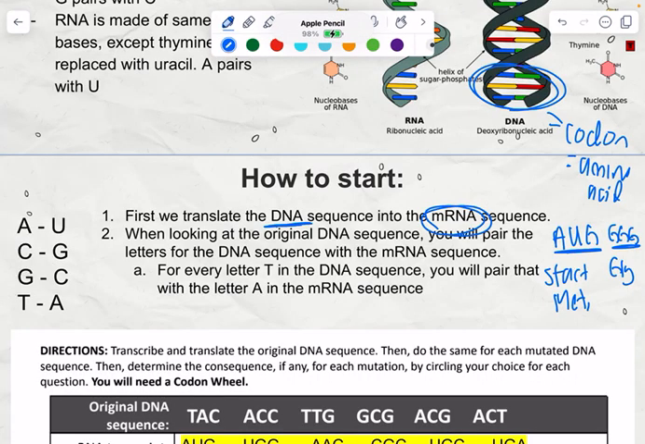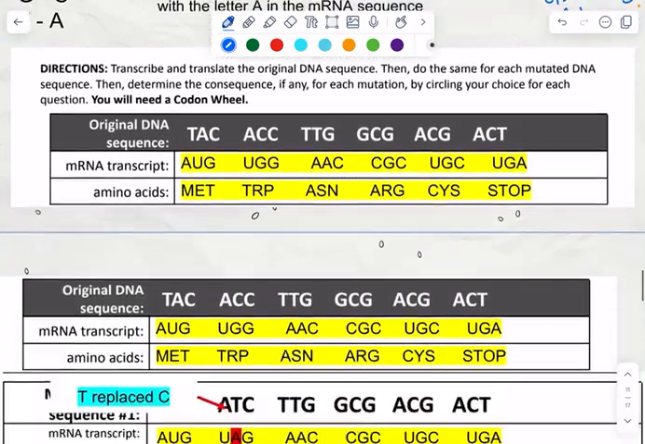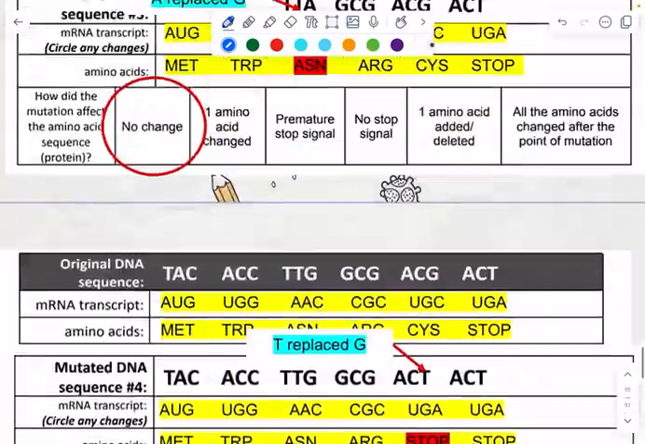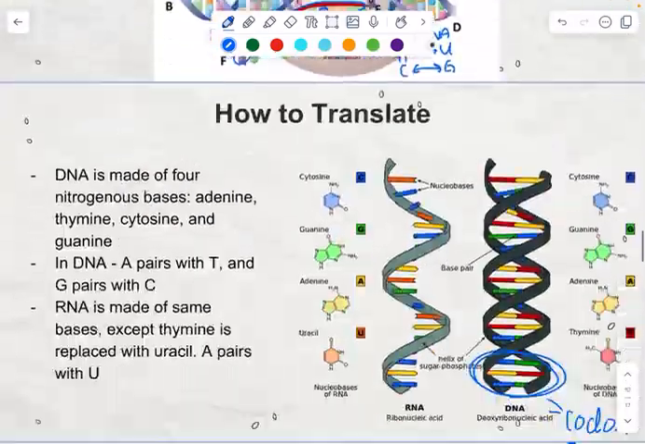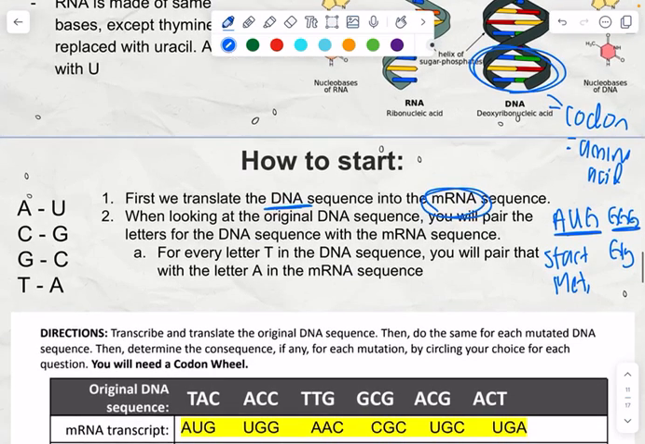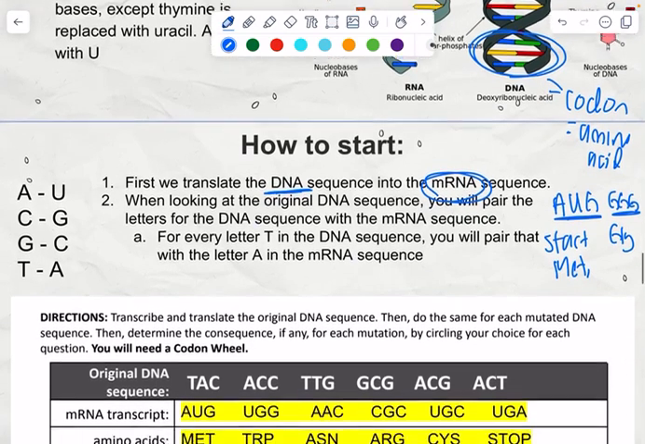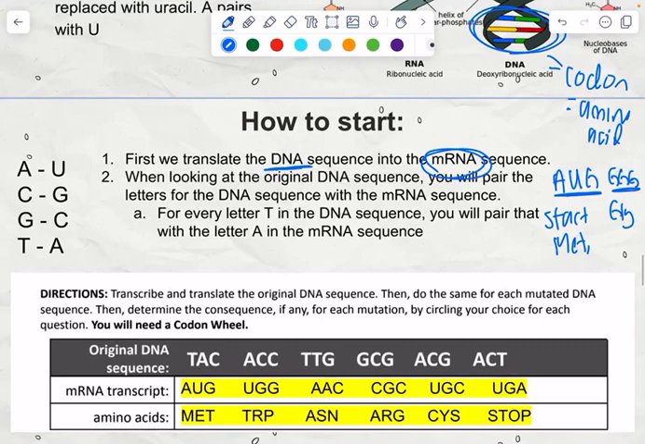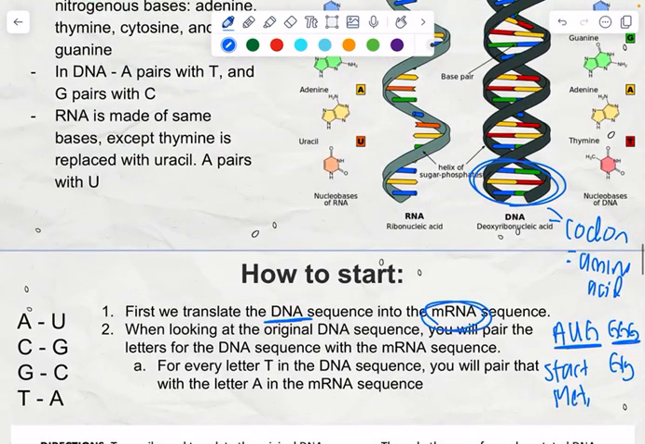So that worksheet on your desk, those are the answer keys for it. You can go back and check those once you are done, but use your codon wheel, translate your original DNA sequence into your mRNA, and then figure out what amino acids are going to make it up. And then throughout it, you'll be able to see how exactly the different types of mutations mess up the amino acids that go into the protein.